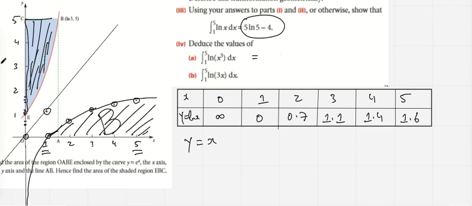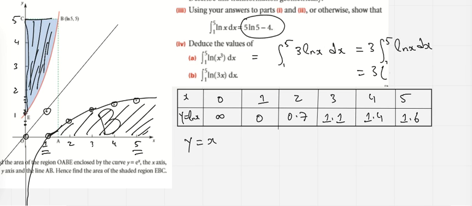You see here, ln of 1 upon 5, sorry, the integral from 1 to 5 of ln x cubed is actually 3 times the integral of ln x. Here we are just using a log property, so it is 3 times the integral from 1 to 5 of ln x dx. We know that the integral from 1 to 5 of ln x dx is 5 ln 5 minus 4, so it is going to be 3 times (5 ln 5 minus 4). That's going to be the answer of your part A.